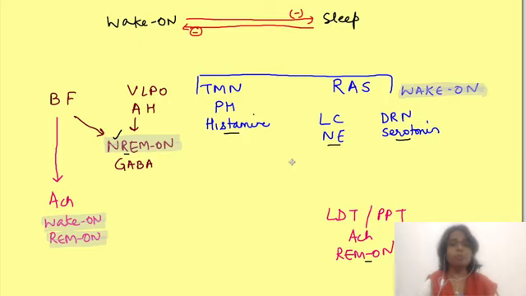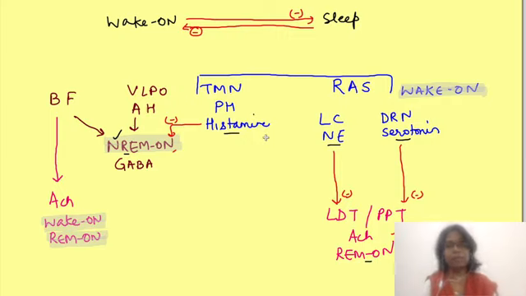So what happens during the wake state, all these wake-on neurons keep these sleep neurons inhibited. Actually, histaminergic hypothalamic neurons inhibit NREM-on neurons and RAS norepinephrinergic and serotonergic neurons inhibit REM-on neurons. See, I told you before that hypothalamic neurons are involved in wakefulness and NREM sleep and RAS neurons are involved in wakefulness and REM sleep. So, hypothalamic wake-on neurons inhibit NREM-on neurons and RAS wake-on neurons inhibit REM-on neurons.